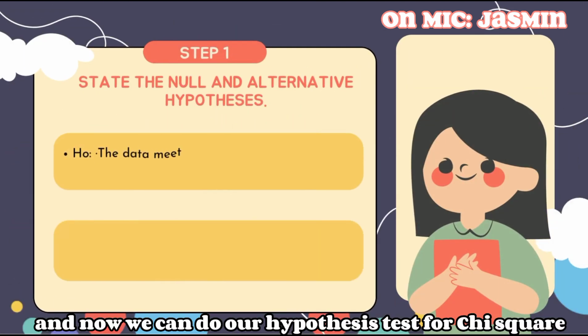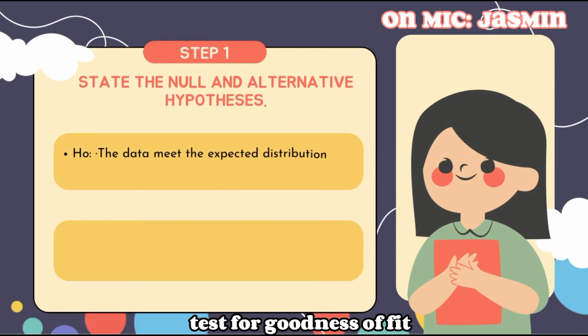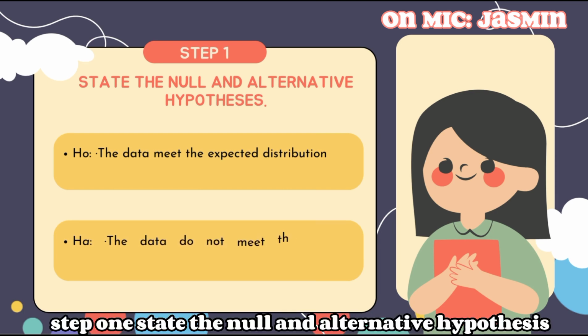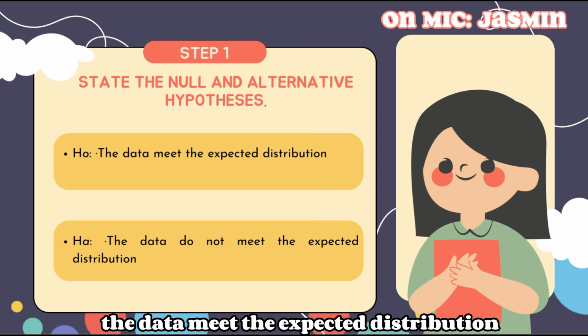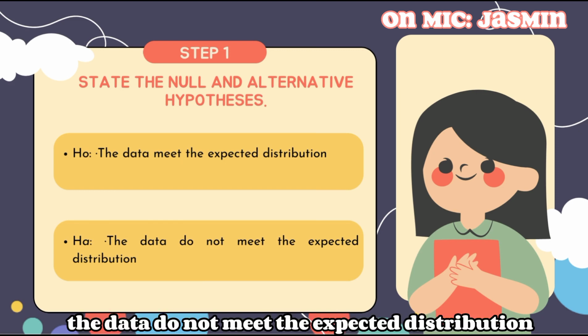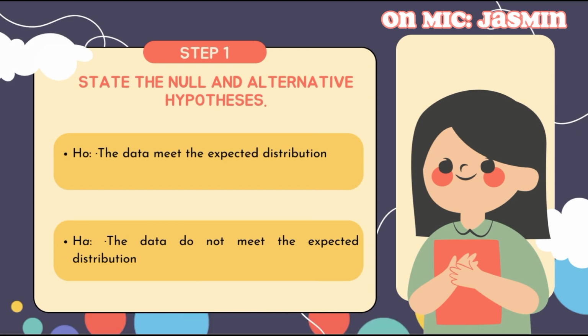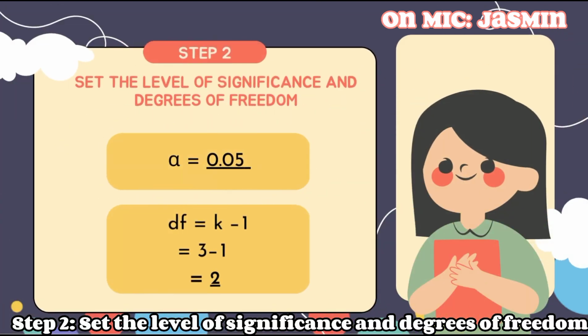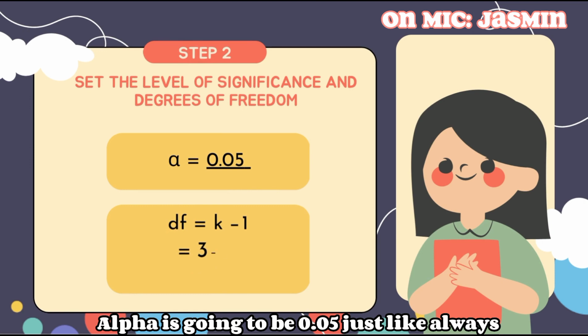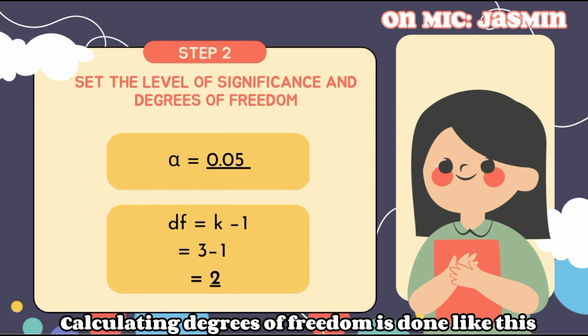And now we can do our hypothesis test for the chi-square test for goodness of fit. Step 1. State the null and alternative hypothesis. For the null hypothesis, the data meet the expected distribution. For the alternative hypothesis, the data do not meet the expected distribution. Step 2. Set the level of significance and degrees of freedom. Alpha is going to be 0.05 just like always.